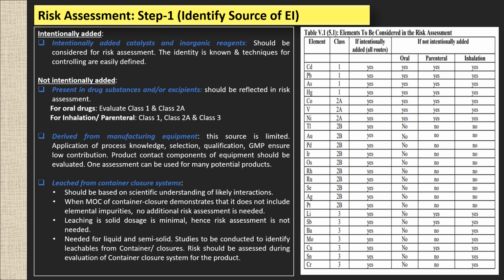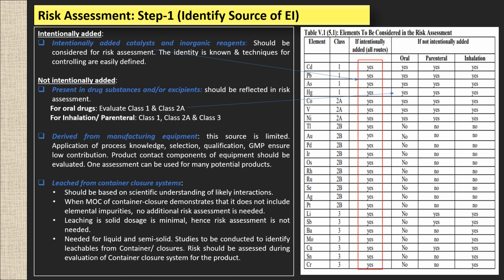This table is provided in the ICH Q3D guidance, which states what elemental impurities should be considered if they are added intentionally and unintentionally, as per the route of administration. If we see the first category, if they are intentionally added, all the categories and all the classes of the elemental impurities have to be considered, that is class 1, class 2A, class 2B and class 3. So the risk assessment should evaluate all types of impurities when they are intentionally added.